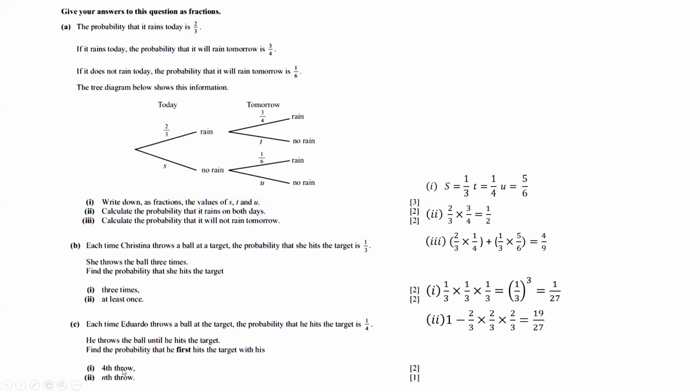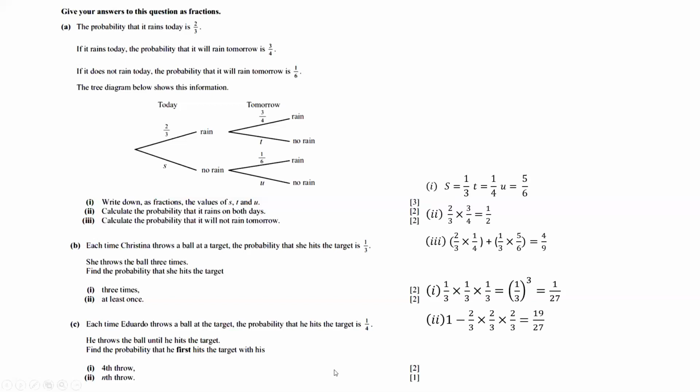That means the first time never hit, the second time also never hit, the third time also never hit. Only the fourth time he hits a target. All right, so basically, that guy is throwing 4 times now.